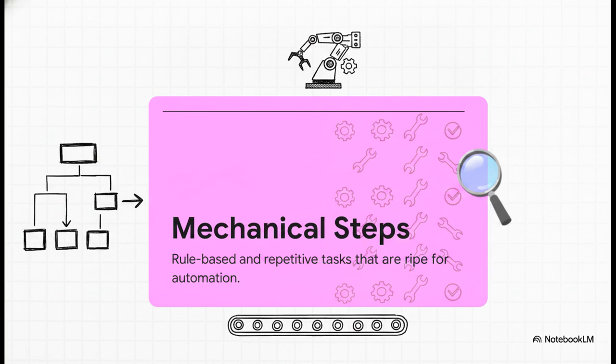Mechanical steps are rule-based. They're repetitive, they're tedious. These are absolutely ripe for AI automation. Judgment steps, on the other hand, require a human call, nuance, and strategic decision-making. Basically, those stay with you.